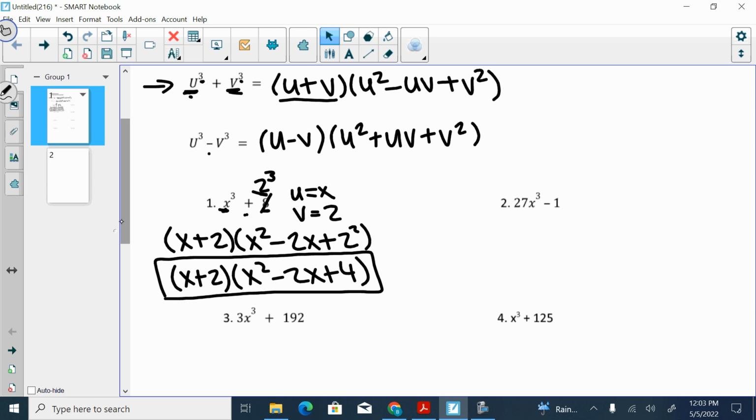Number 2. Right now, we have x being raised to the third power, but is the 27 raised to the third power? No. So I need to fix the 27, because according to our formulas, everything has to be raised to the third power. So now I'm asking myself, what could multiply times itself 3 times to give me 27? 3. Also, if you're having trouble coming up with this, everybody on your calculator right now, press the button that says Math.